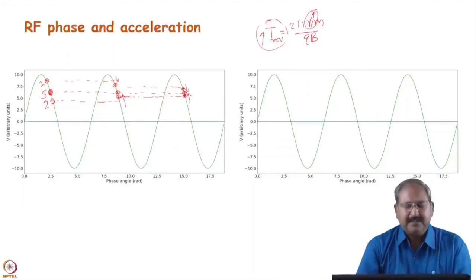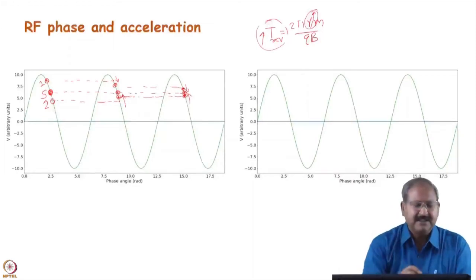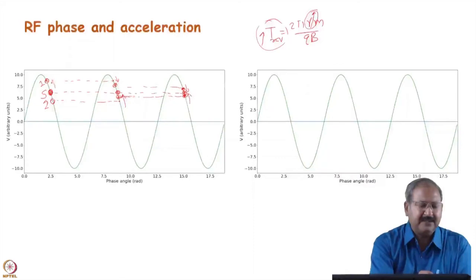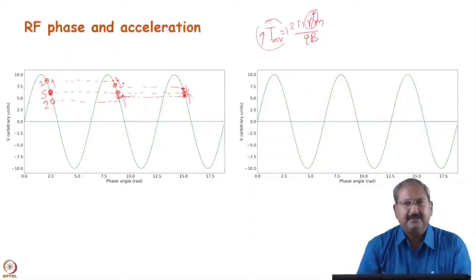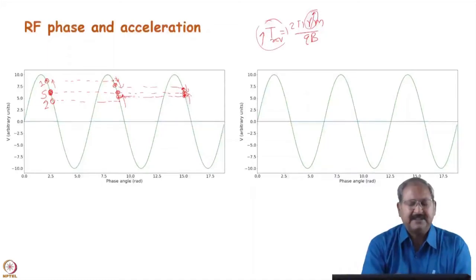It is the same as what we do in focusing. A deviated light ray comes towards the optic axis when we focus it. Similarly, the particle deviated in phase comes closer to the synchronous phase, meaning it is a kind of focusing. This is known as phase focusing, and this principle enables the construction of the microtron and synchrotron. In the synchrotron also this kind of focusing takes place.